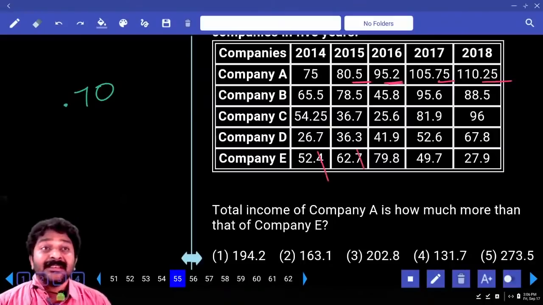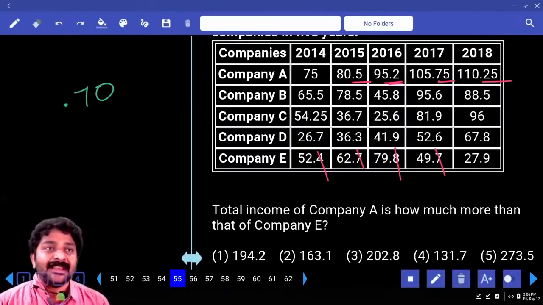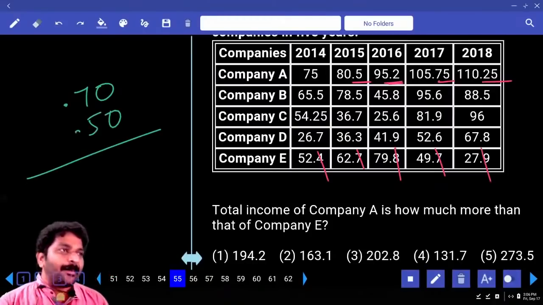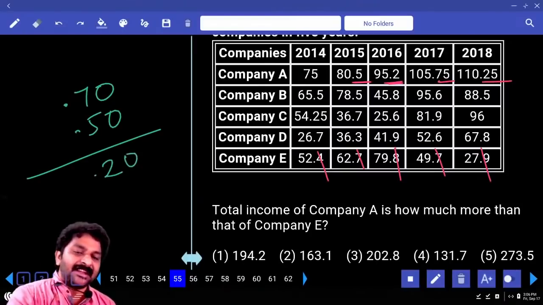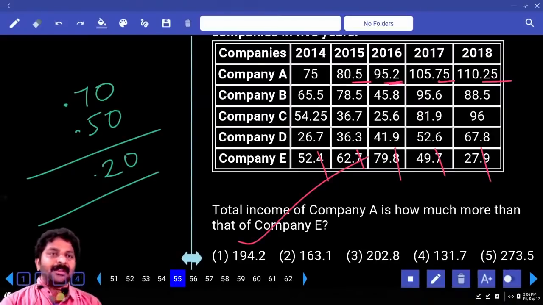E value. 4 plus 7, 11 plus 8, 19. Last digit only 9. 9 plus 7, 6. 6 plus 9, 5. That means you need to subtract 0.50 from 0.70. Then the answer must end with 0.20 or 0.2. How many options are there? Only one. First option final.